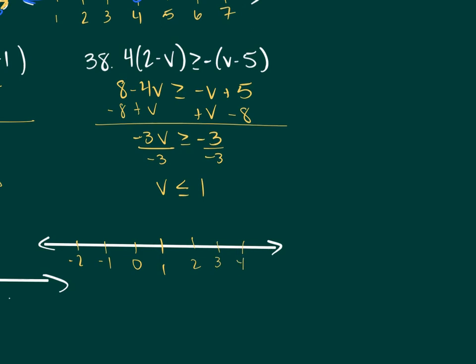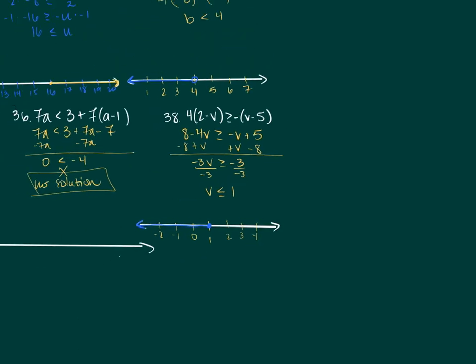So I'm going to start off by drawing a closed circle on 1 and then continuing an arrow towards negative 2 there. And that's my answer.